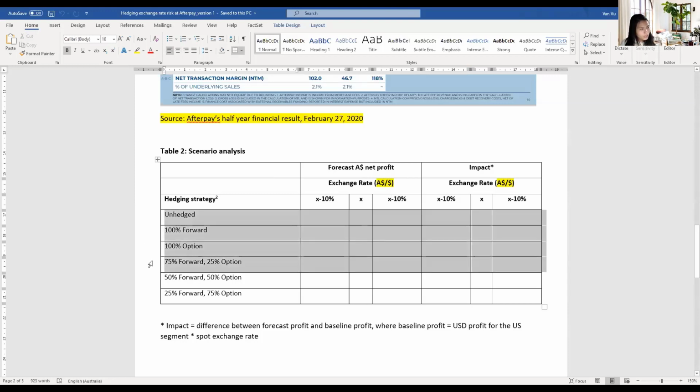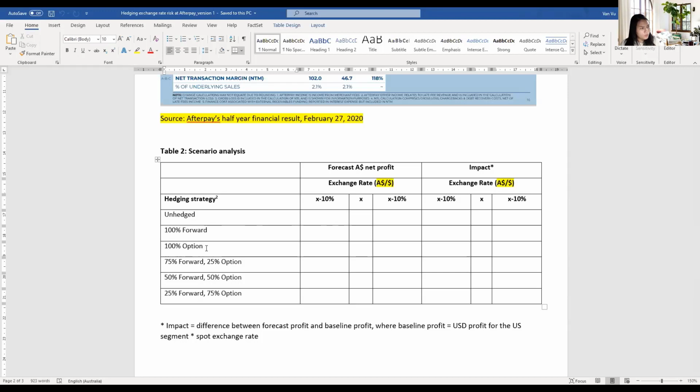For each of these rows, I'm going to have different hedging strategies. The first one is obviously I'm not doing anything, so I'm not hedging my exchange rate exposure. In the second scenario, I'm going to hedge 100% of my exposure using the forward contract. In the third scenario, I'm going to hedge using just the option contract, 100%. Then in the next few scenarios, I'm going to use both options and forward to hedge my position.